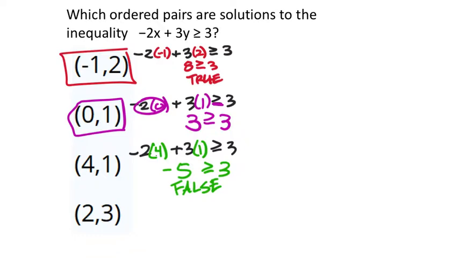Now let's try the next one. Negative 2x plus 3y is greater than or equal to 3. Let's replace the x with 2 and the y with 3.